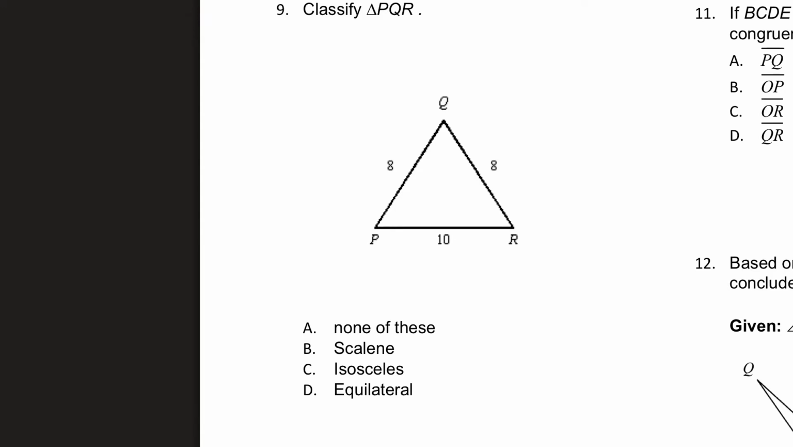So we have 2 sides that are congruent. That one's 8 and this one's 8. Those are congruent. 10's not congruent to 8. It's its own thing. So it's not scalene because we have 2 congruent sides. It's isosceles. It's not equilateral because we only have 2, not 3.